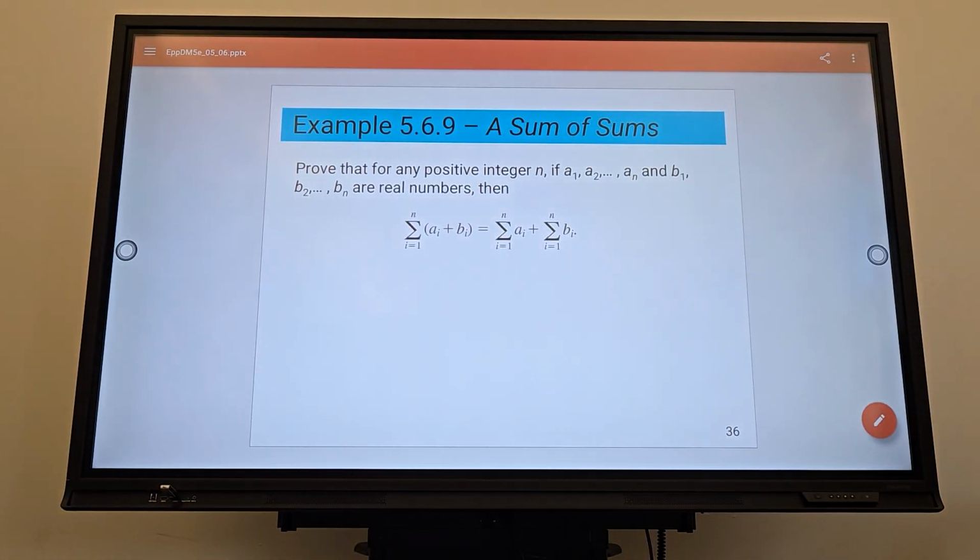Prove that for any positive integer n, if a sub 1, 2, and so forth to n, and b sub 1, 2, all the way to n are real numbers, then the summation from 1 to n of a sub i plus b sub i equals the summation from i equals 1 to n of a sub i plus the summation from i equals 1 to n of b sub i.